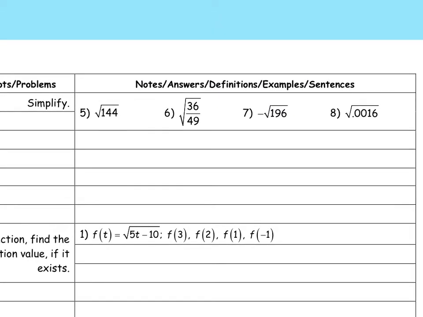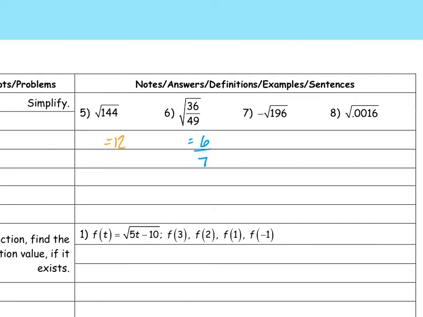Go. The square root of 144 is 12. Good job. What's the square root of 36 over 49? 6/7. Square root of 49 is not 10. Oh, shoot, my bad.